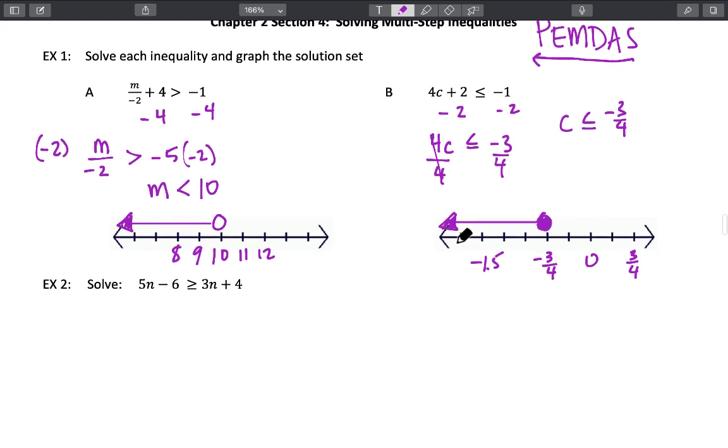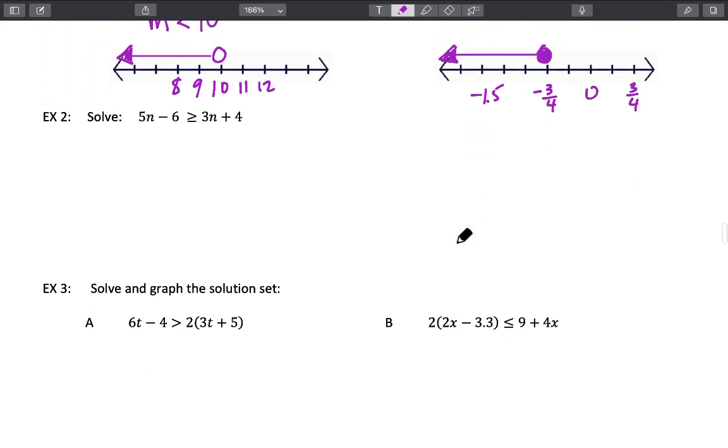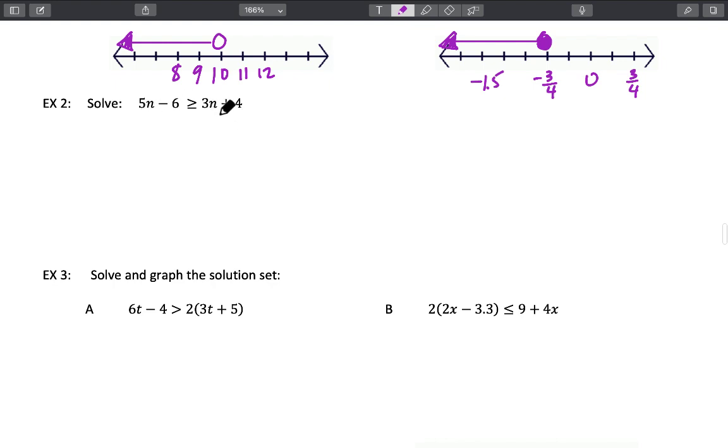All right, example 2. Now you can see that we have some variables on both sides of the inequality sign. So that's okay. This is going to work the same way that we've solved equations with variables on both sides of the equal sign. We're just going to combine like terms. So we're going to subtract our 3n over to the left, and simultaneously we're going to add 6 to the right. All right, that gives us 5n minus 3n, and that's going to give us 2n is greater than or equal to 4 plus 6, which is 10.